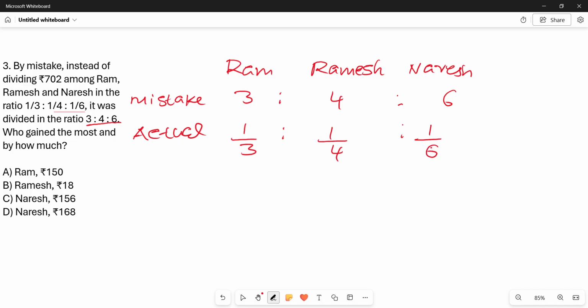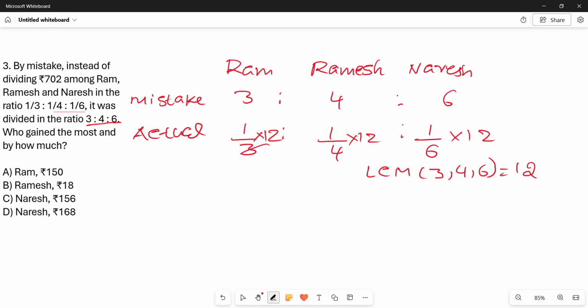I already said if it is in fraction form, you should convert it into whole numbers. Very simple. Take the LCM of 3, 4, 6. The LCM is 12. You already know, no need to explain. So multiply with 12: 1 by 3 into 12, 1 by 4 into 12, 1 by 6 into 12.